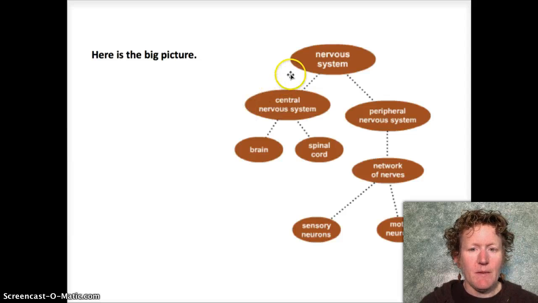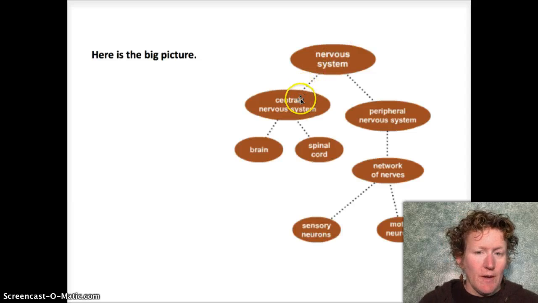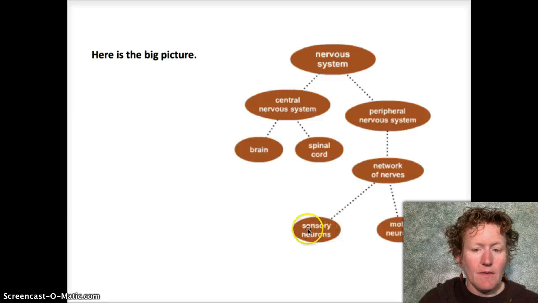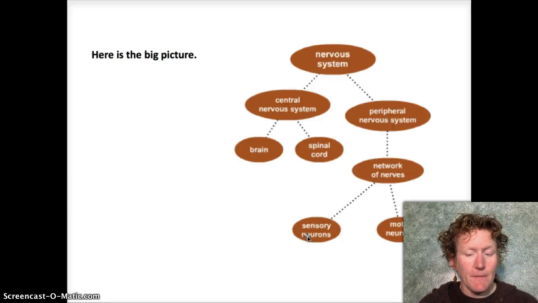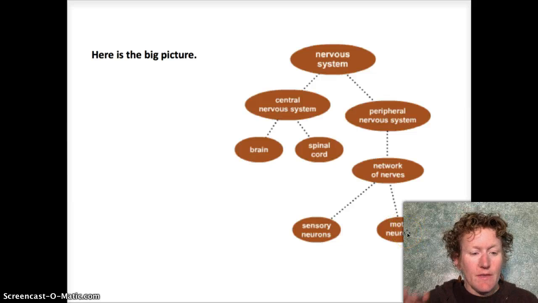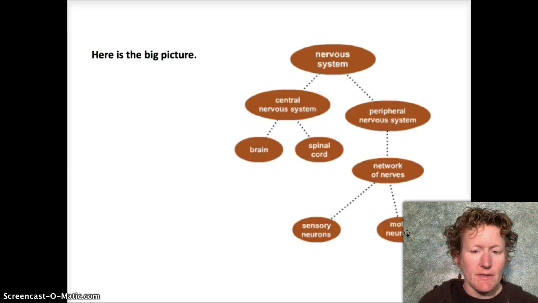So here's the big picture of the nervous system. We're going to switch gears here, leave cardiovascular and go to nervous. There are 2 main branches. There's the central nervous system, which includes your brain and your spinal cord. And there's the peripheral nervous system, which is a network of nerves that go out to your sensory neurons in your fingers, toes, nose, anywhere you're able to sense temperature or touch. And the motor neurons that make everything work. You can do this because of your motor neurons.